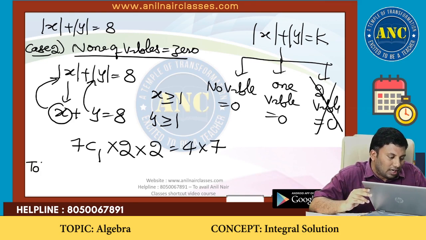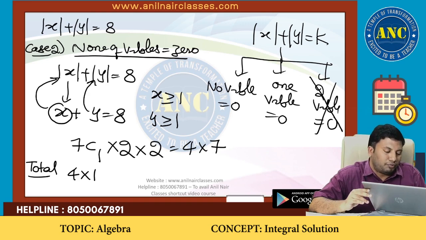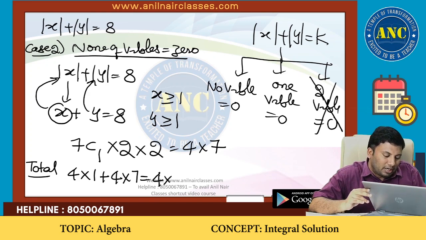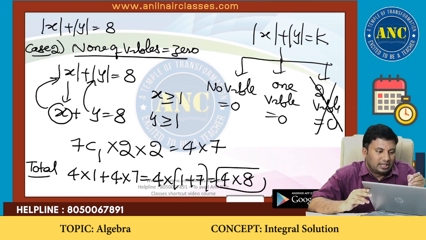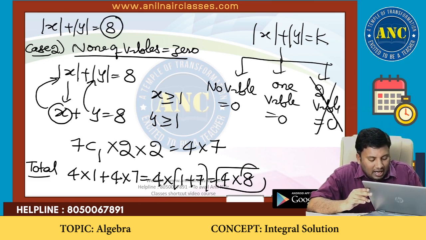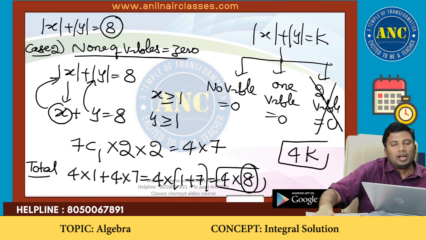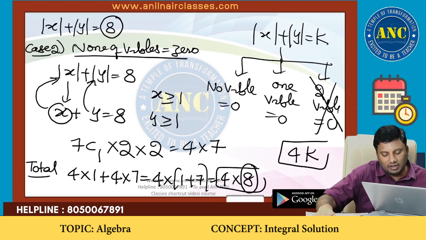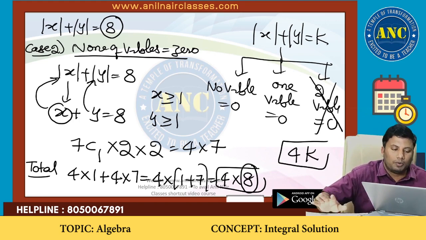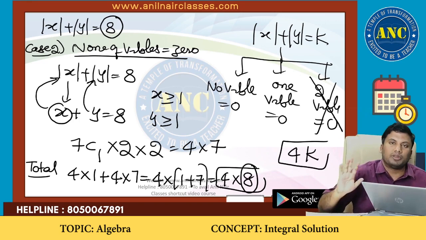So the total answer is the previous case, 4 into 1, plus 4 into 7. This is nothing but 4 into 1 plus 7. 1 plus 7 is 8, so it is 4 into 8. Here if it is k, I got 8 here, so it is nothing but 4k. Mod x plus mod y, number of integral solutions will be 4k. I hope the proof is clear.